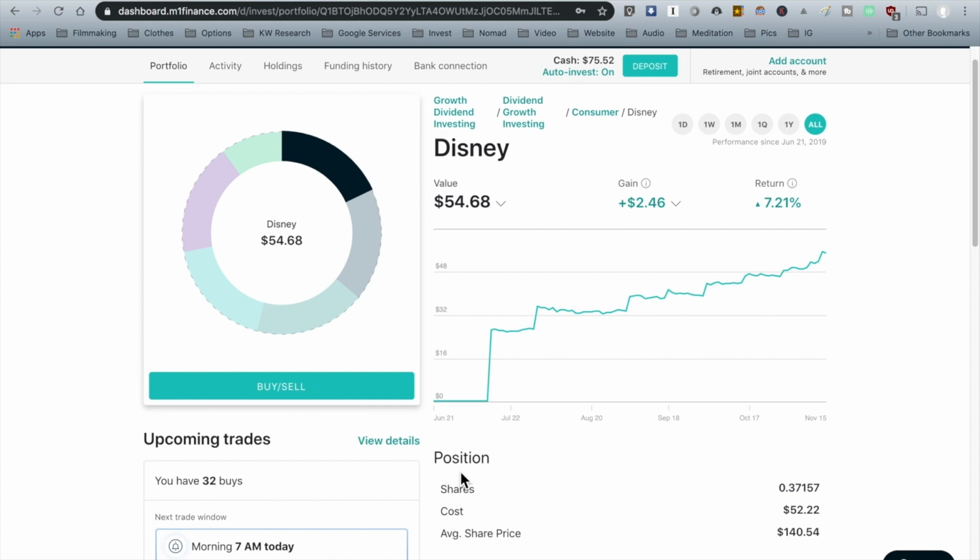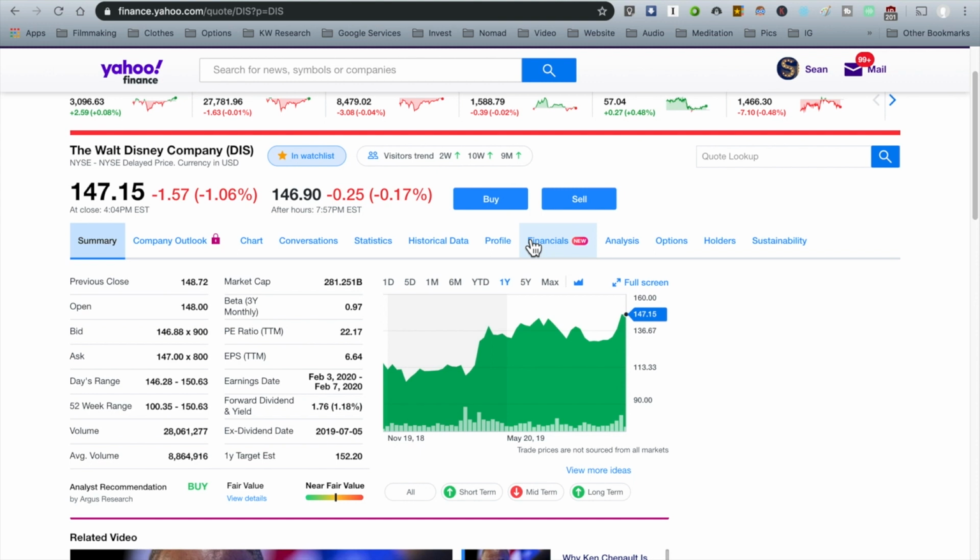And just recently, they came out with a new streaming service, Disney Plus. And they've added 10 million subscribers to the streaming service. And that is a lot of money that they're adding to their revenue. And this is why I'm really confident in Disney, and this is why they are a part of my dividend investing portfolio. So next, we're going to take a look at the financials of Disney.